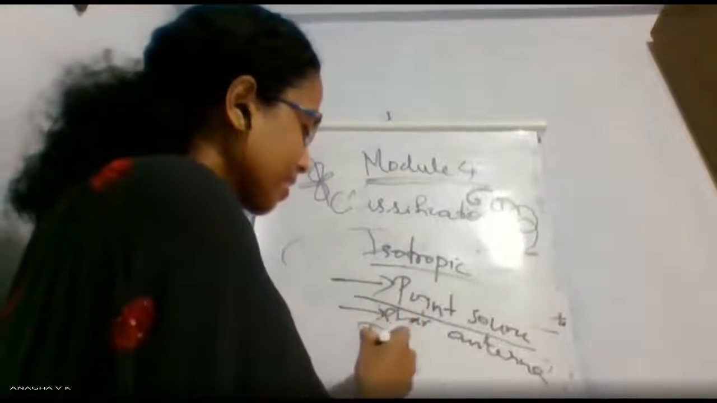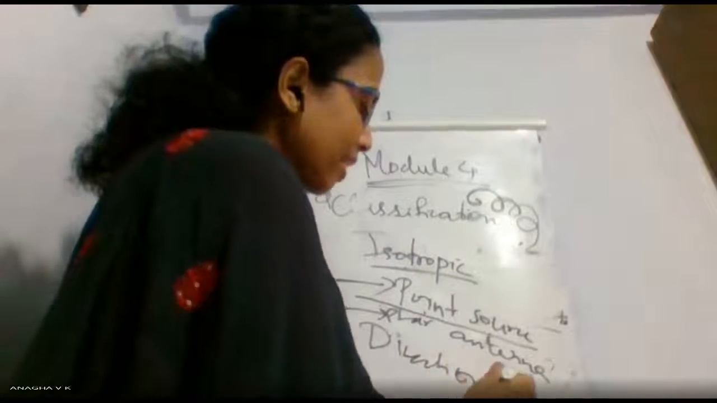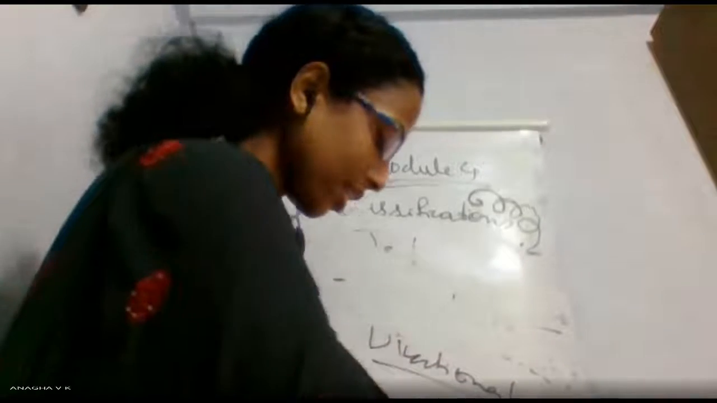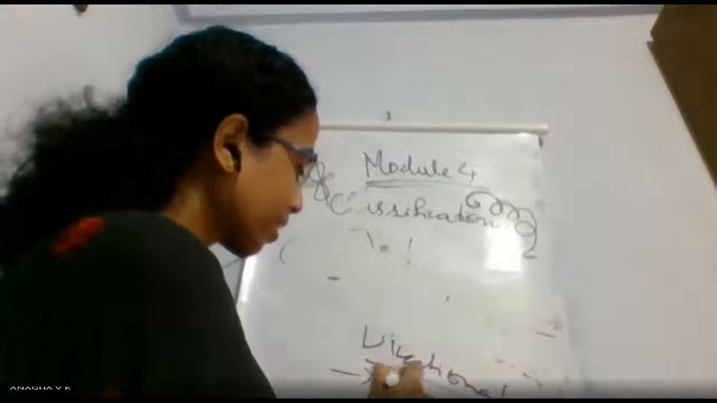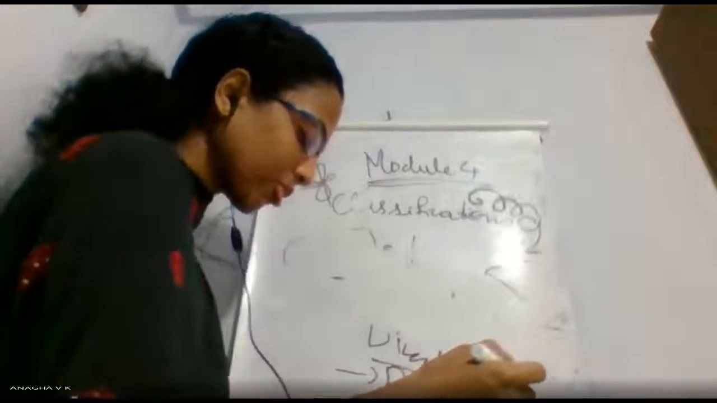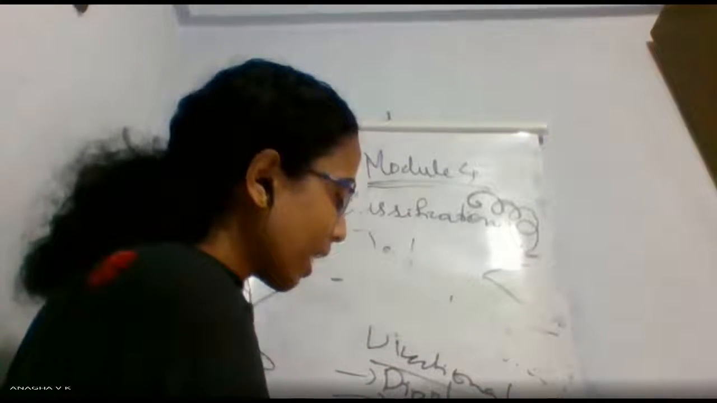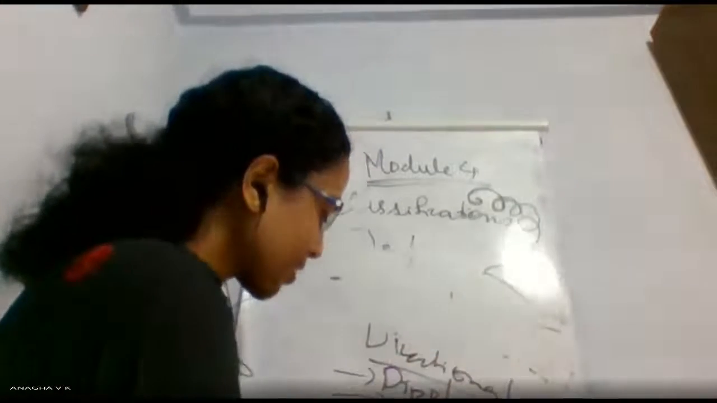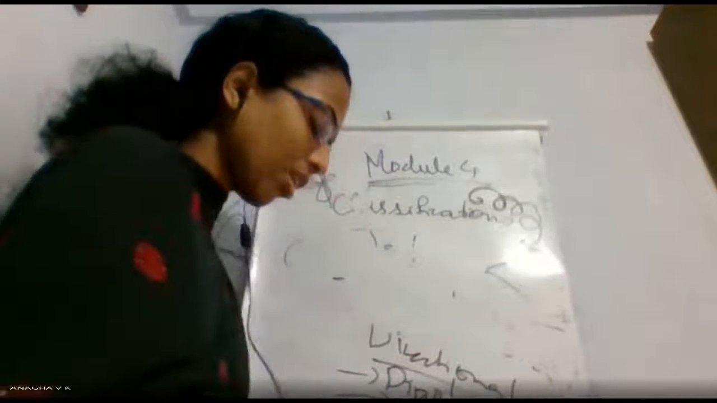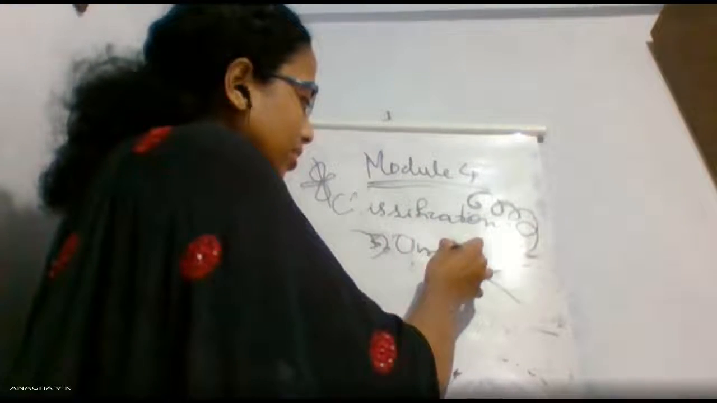So what is next? Directional. One is isotropic, next one is directional. Directional means what? Dipole. Dipole means bidirectional. Next one is horn antenna. Next one is parabolic.